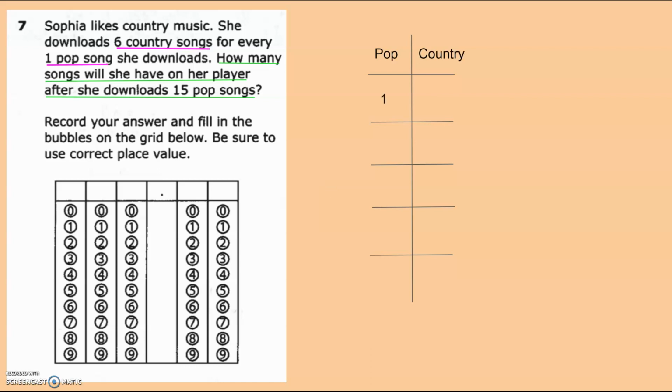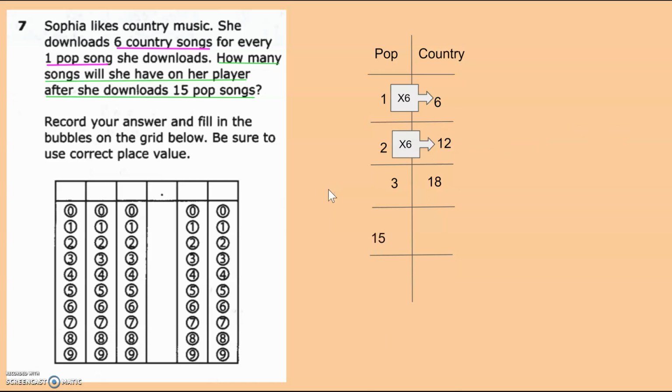For every 1 pop, I know she does 6 country. So for 2 pop, I know it's going to be 6 plus 6, which is 12. For 3 pops, I know it's going to be 6 plus 6 plus 6 or 18. I'm going to think about what rule I'm applying to that. I could do 1 plus 5 equals 6, but I know that 2 plus 5 is only going to equal 7, so that's not going to fit. So I think it's times 6. If I do 2 times 6, does it equal 12? Yes. So now I know my rule.